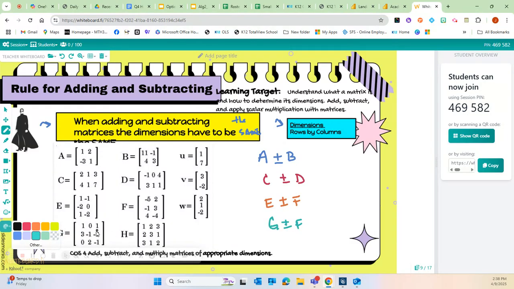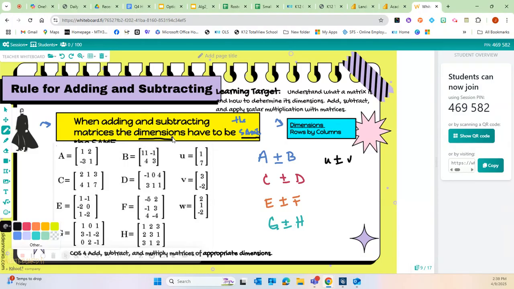We're not going to actually do that. G and H both have 3 rows and 3 columns. And then little u and little v matrices could be added or subtracted because they both have 2 rows and 1 column. And W has 3 rows and 1 column, and it could not be added or subtracted to anything on there. So the key here is you have to have the same dimensions to add or subtract.